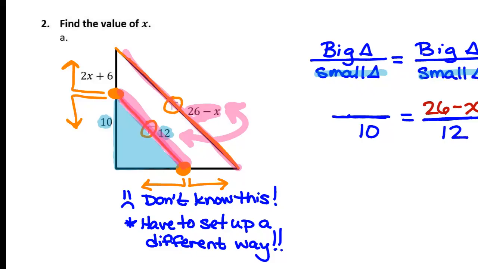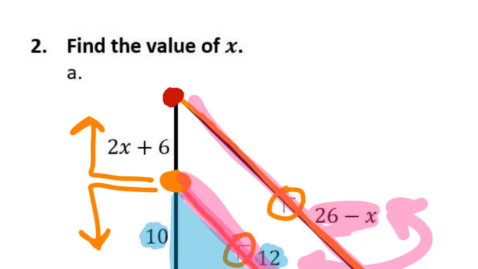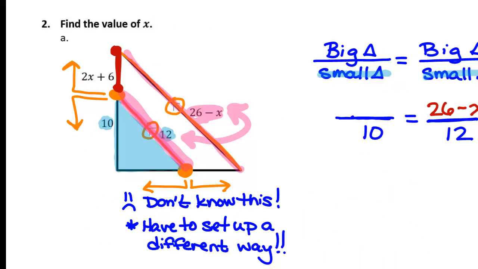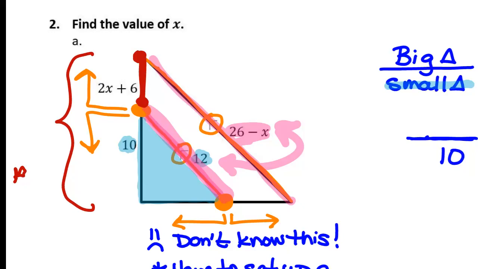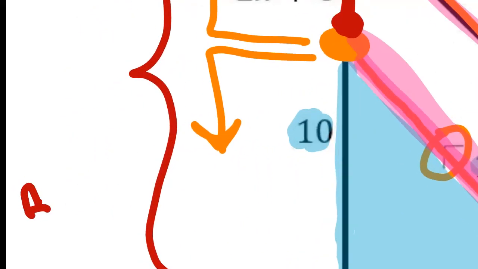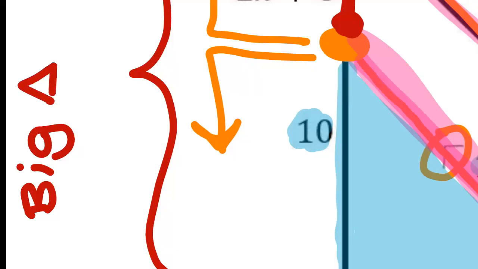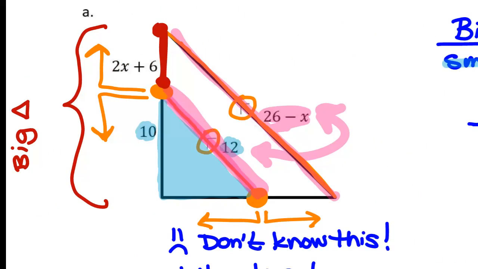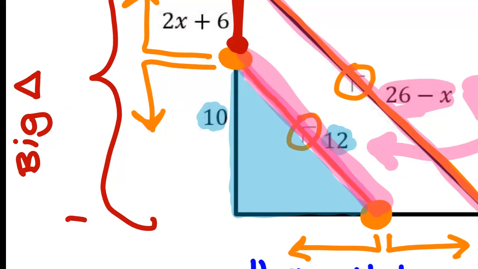Is this 2x plus 6 a whole side of the big triangle? No. 2x plus 6 only goes from here to right here. I need the whole side so that I have my big triangle. How will I get the whole side of that big triangle? What'd you say? Add. Let's add those together. So I'm going to do 10 plus 2x plus 6.